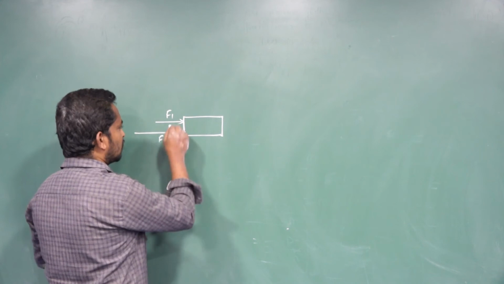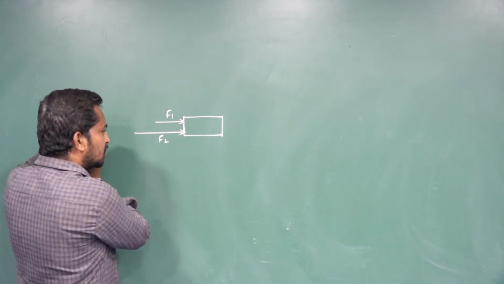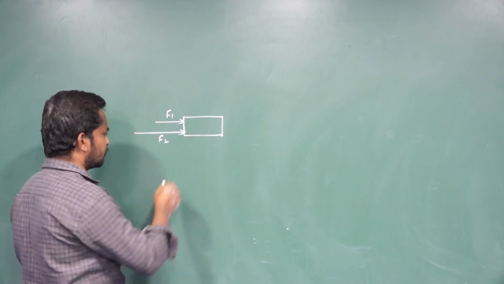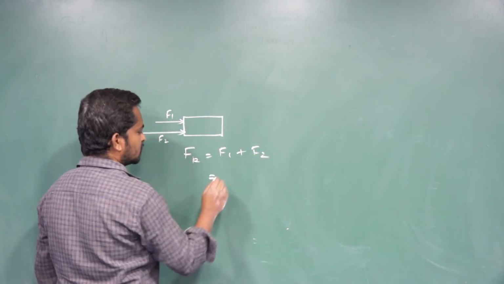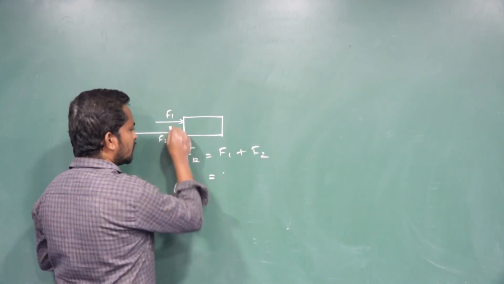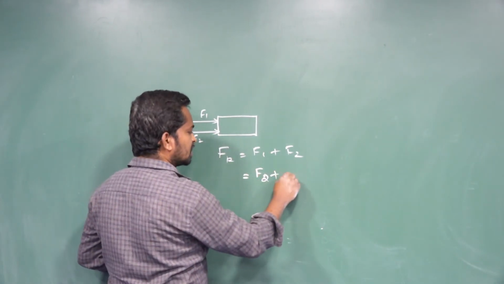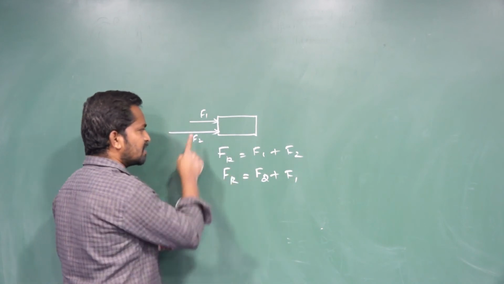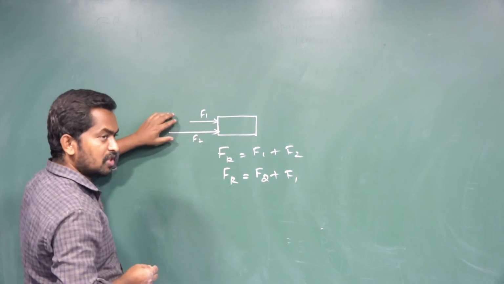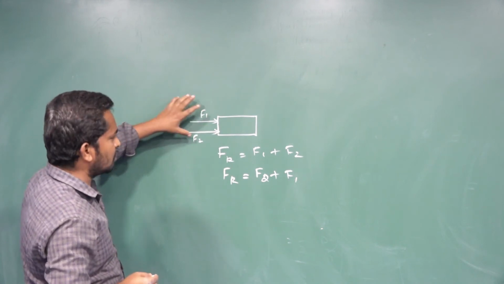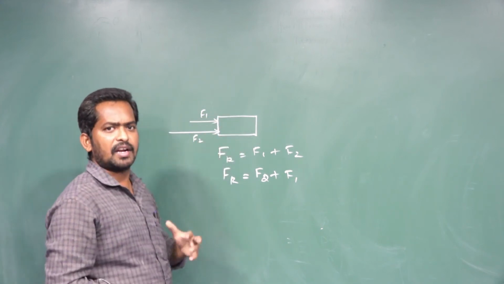For example, one force F1 is acting on the object, and another force F2 of some magnitude acts on the object in the same direction. I want to calculate the resultant force. The resultant force is equal to F1 plus F2, which is the same as F2 plus F1. The forces of equal or unequal magnitude acting on the object in the same direction are called like parallel forces.